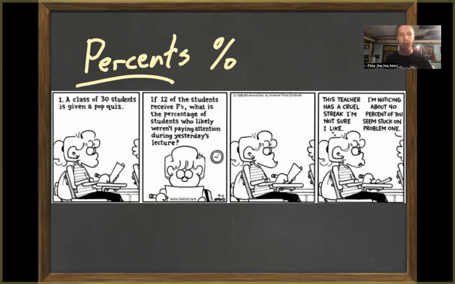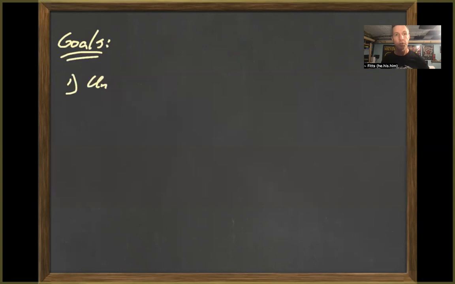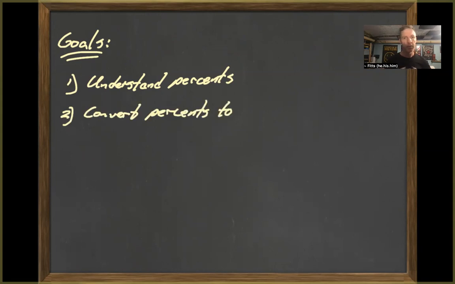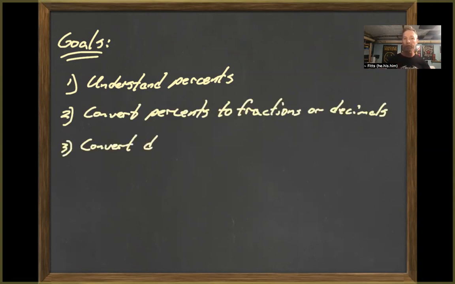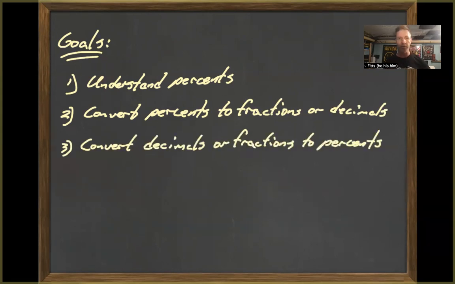So what we're going to talk about today. The goals of today are to, number one, understand what percents are. And two and three are basically the same. We're going to convert percents to fractions or decimals, or we're going to convert decimals or fractions to percents. We're also going to convert fractions to decimals and decimals to fractions. So there's like six types of conversions going on, right?